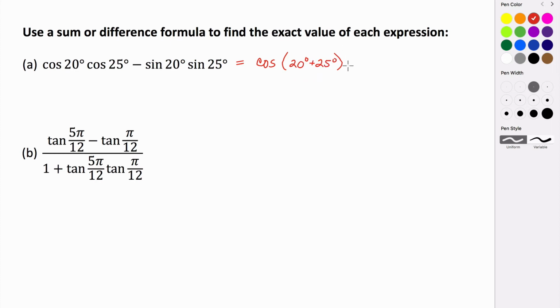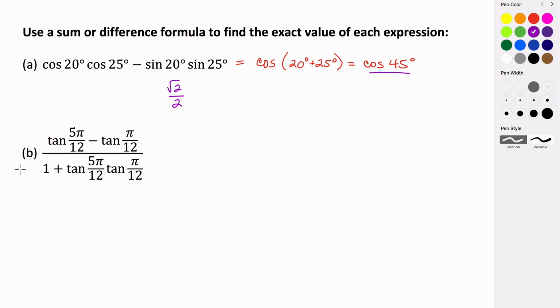Now take this sum and we get the cosine of 45 degrees. And this, fortunately, is a value that we know from the unit circle. So at 45 degrees, it has ordered pairs rad 2 over 2, comma rad 2 over 2. This is just the x-coordinate. So this whole thing is just equal to the square root of 2 over 2.